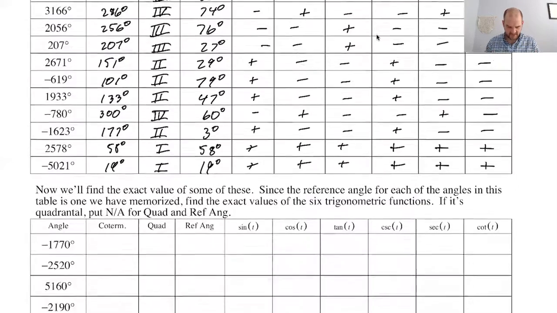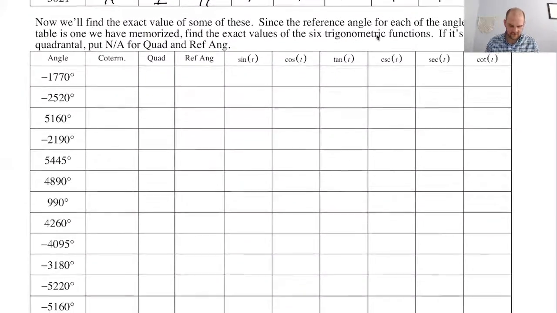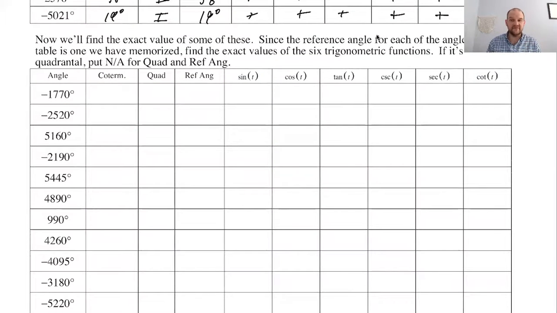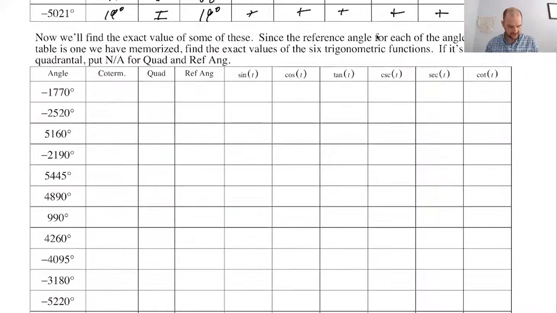So let's see if we can do the next chart. So this chart, basically the same, except now we're going to get famous angles, and if we get famous angles, we're going to actually figure out the values. So hopefully you got that unit circle down. Let's see if we can do this.